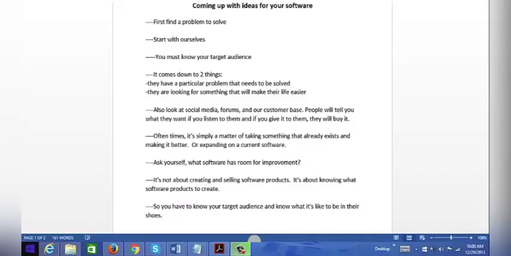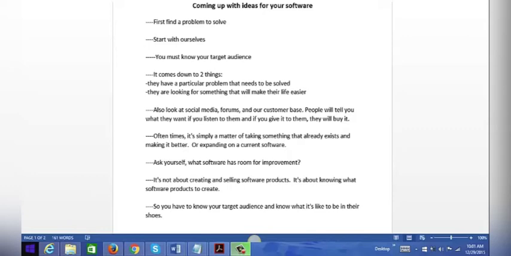Coming up with ideas for your software. Before you create a software product, you need to know what it's going to bring to the table. You need to know what problems it's going to solve, because that's what software tools do: they solve problems or potential problems. So first, let's start with ourselves. Do you have a problem in your business or personal life that can be solved with a software tool? Let's face it, if you have a problem, I'm pretty sure there are other people out there with similar problems. So your problem is not unique to yourself.